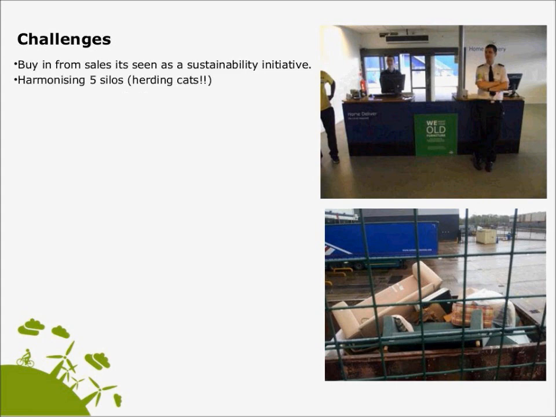Harmonising five silos. It's like herding cats to get sales, services, our recovery teams, they're the people who deal with damages in the store, our home delivery, who are semi-external, and our charity, to try and get all of those working together in 19 stores across the UK and Ireland has proved to be a challenge.